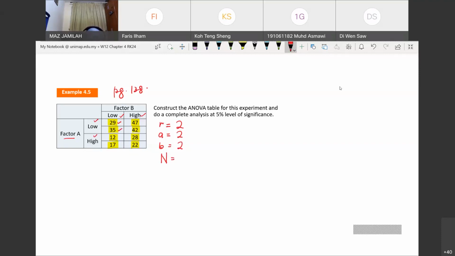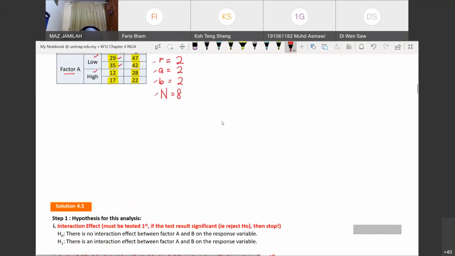2, 4, 6, 8. You have 8 altogether, 8 response variables. So that's how you identify the number of replications, the number of levels of factor A, the number of levels of factor B, and the total sample or response variables given in your data. Now, how can we solve this?